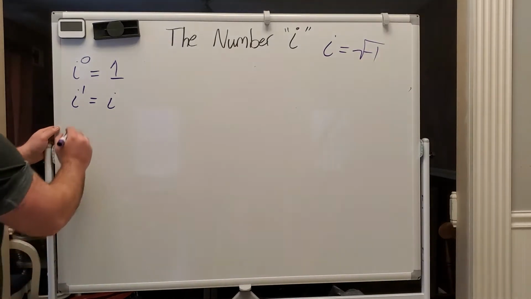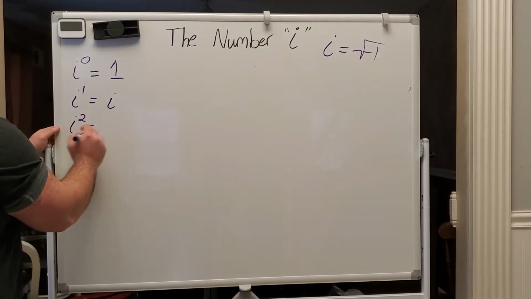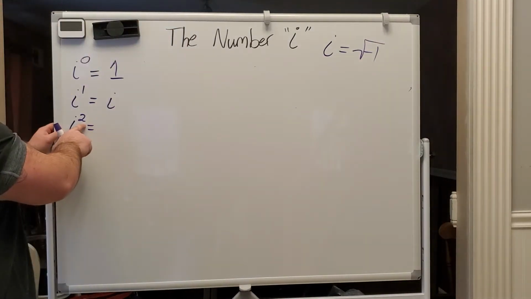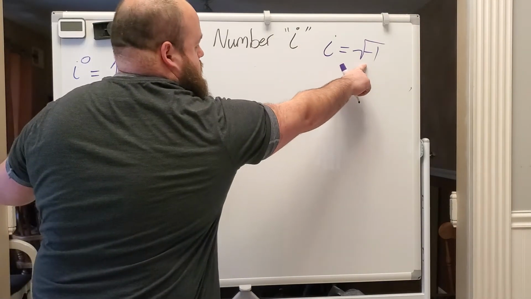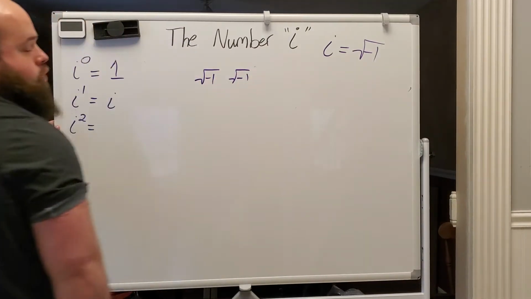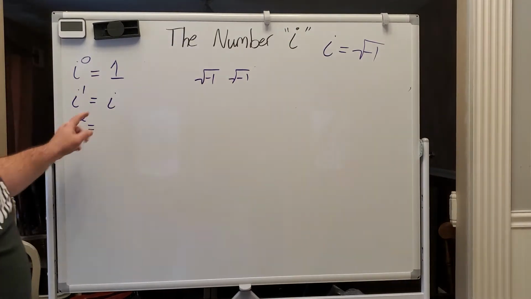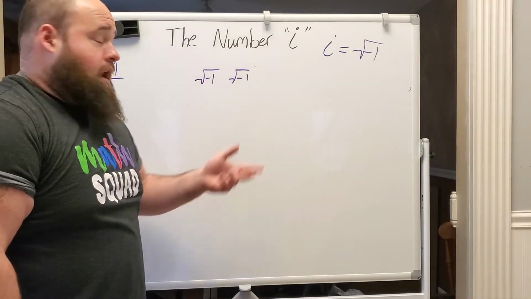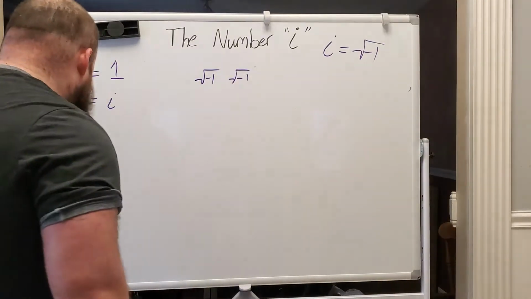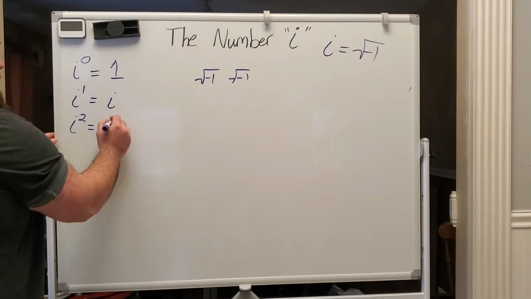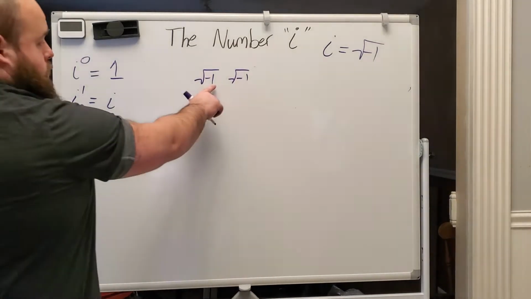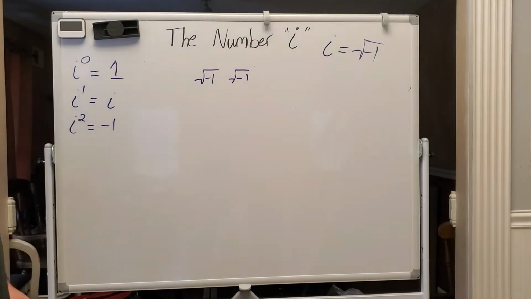Now, here's where we get a little creative. I have i squared. If i squared says I need to write i 2 times, I'm just going to write it in this form: square root of -1, square root of -1. I have now written i 2 times. When we're multiplying radicals, if you have the same radicand, you're just going to end up with the radicand, the number without the square root, that'll be i squared.